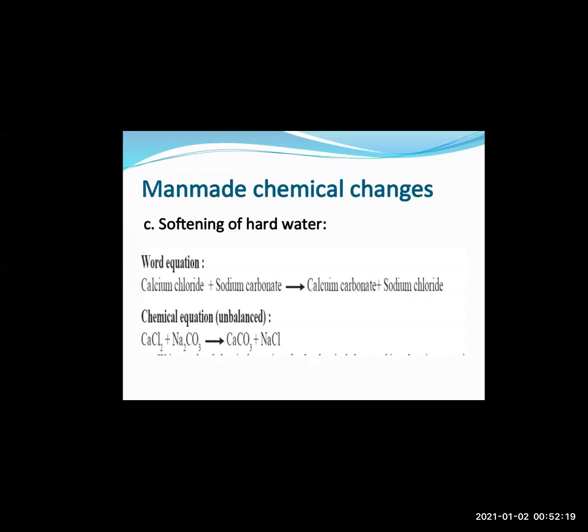Okay, instead of calcium, you just have to use Mg, that is, magnesium. Instead of calcium, you have to change the word into magnesium, and you can balance this reaction. So these are the three man-made chemical changes that we have seen, which are used by man for chemical reactions for his own purposes.